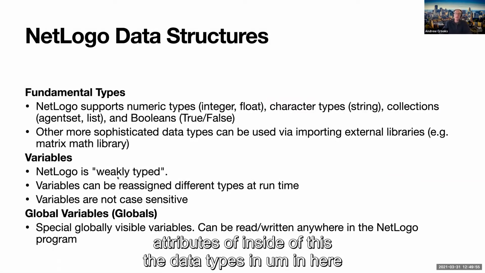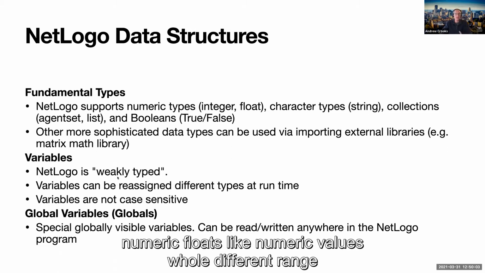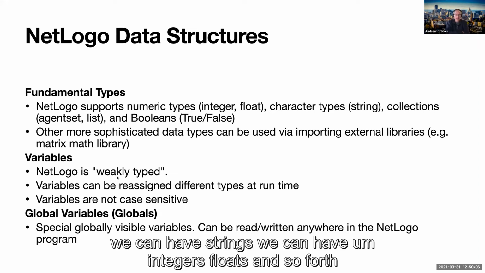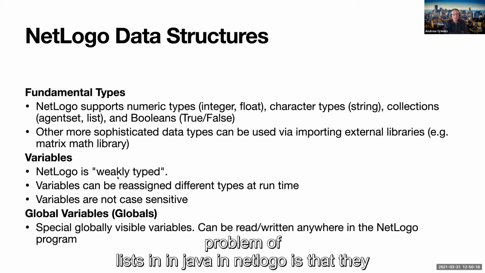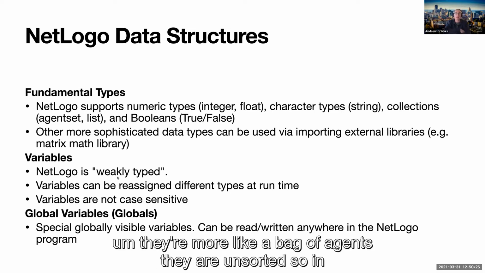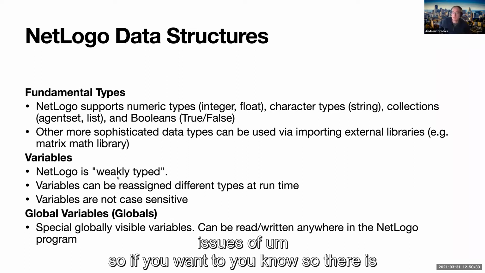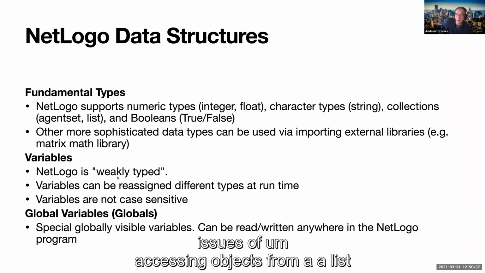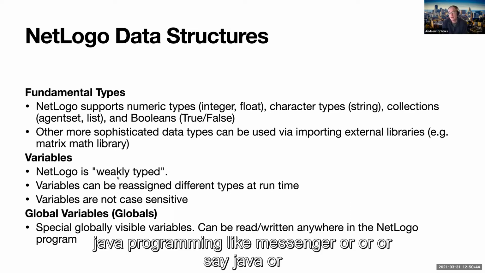The data types in here, NetLogo supports a whole different range: numeric values, integers, floats, and so forth. We can have strings. We can have agent sets or lists, which are similar to an array list in Java. But the problem of lists in NetLogo is that they are unsorted. They're more like a bag of agents, and which one gets out is always random. So there are issues of accessing objects from a list, which you wouldn't have if you were using, say, Java programming like Mason or Repast.